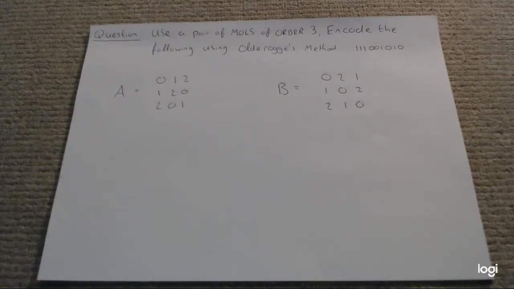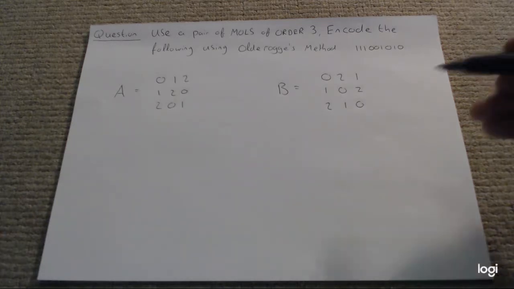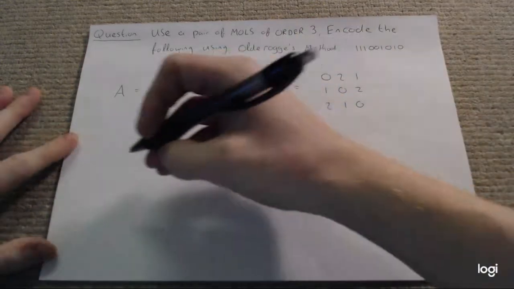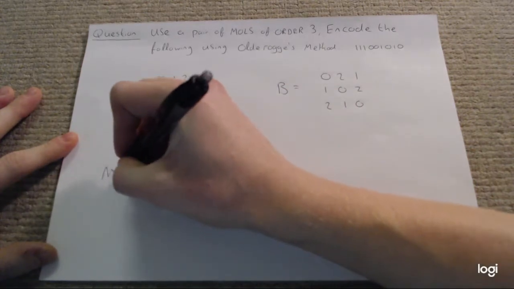We are going to use a pair of mutually orthogonal Latin squares of order 3 to encode the following message here using Olderogge's method. I don't know if that's how you say it, but that's how I'm going to say it. First thing we've got to do is create an array using these things, which I'm going to call M.